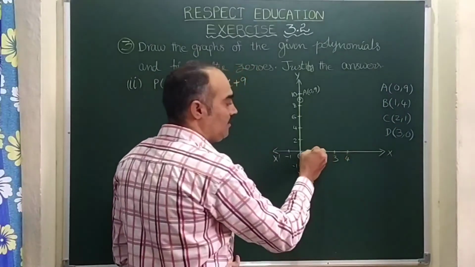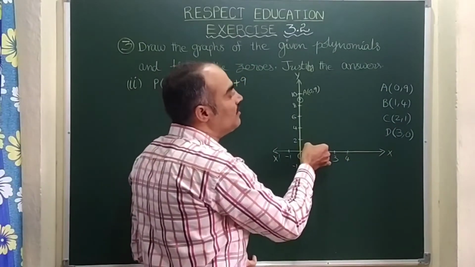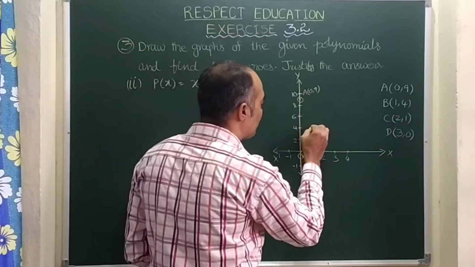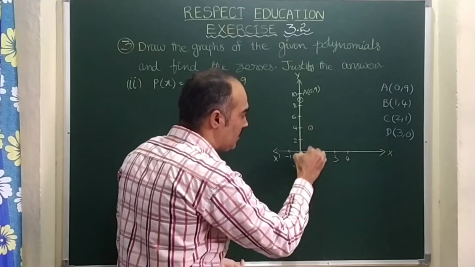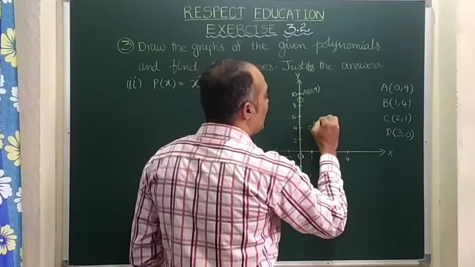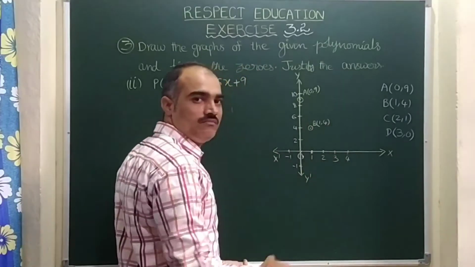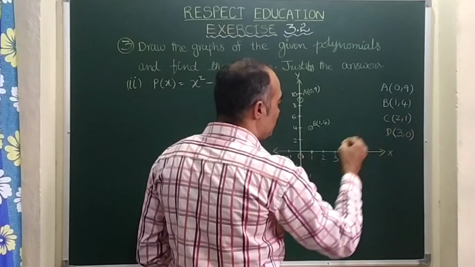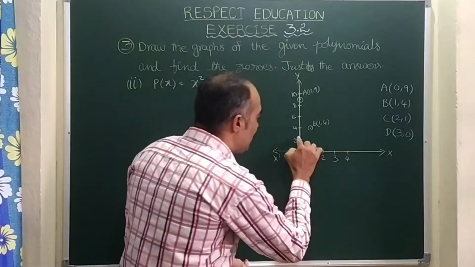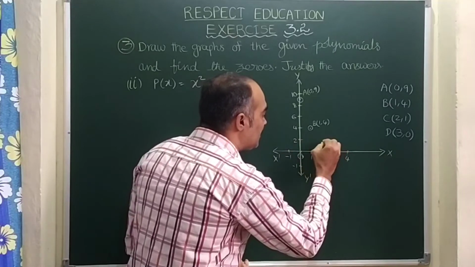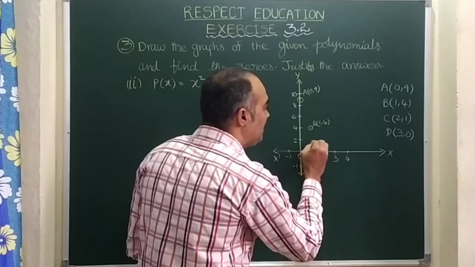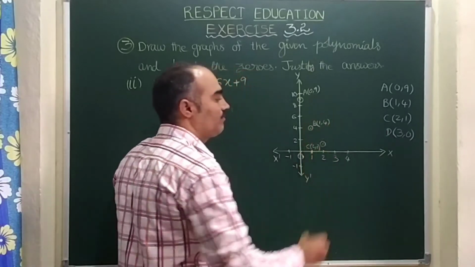Now 1. I am ready at 1. Positive 4. Positive 4 means you should go up. See here it is positive 4. This indicates x value 1, y value 4. So here we can write it as B (1, 4). Now third point C, 2. I am ready at 2. Then 1. See here between 0 and 2 one line is there. That one is 1. That indicates (2, 1). So here I am writing C (2, 1).